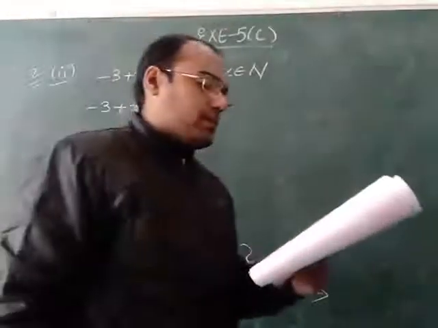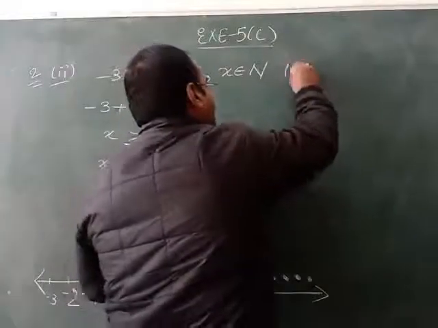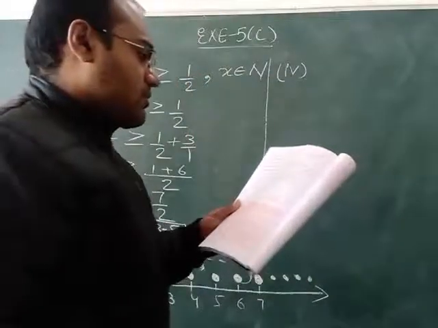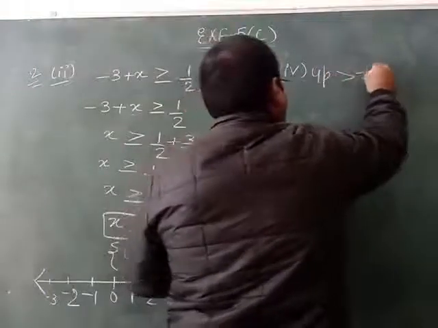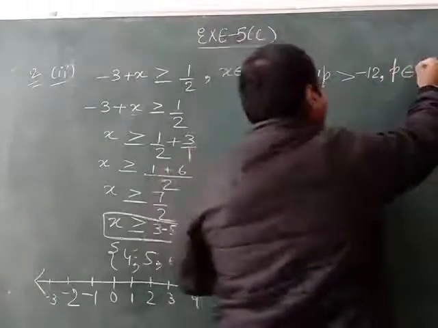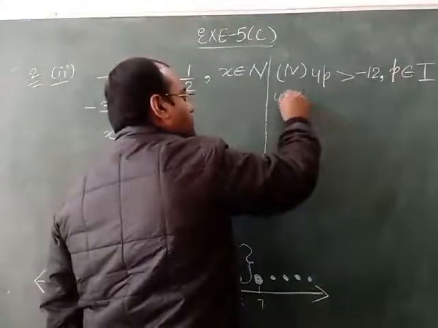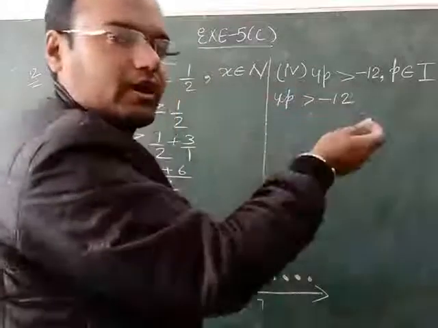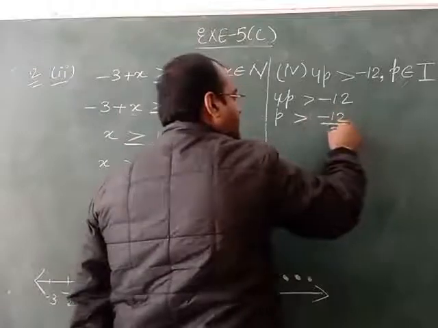Now see part number fourth part. 4p greater than minus 12 and p belongs to integer. p belongs to integer. So first of all we will solve it. 4p greater than minus 12. This 4 is in multiply. When we bring it on the right hand, it will come in divide. p greater than minus 12 divided by 4.